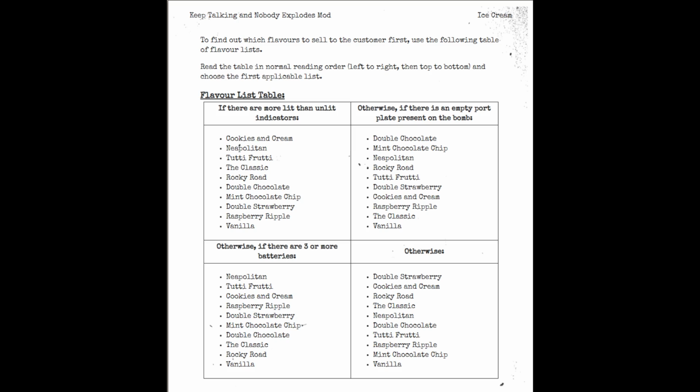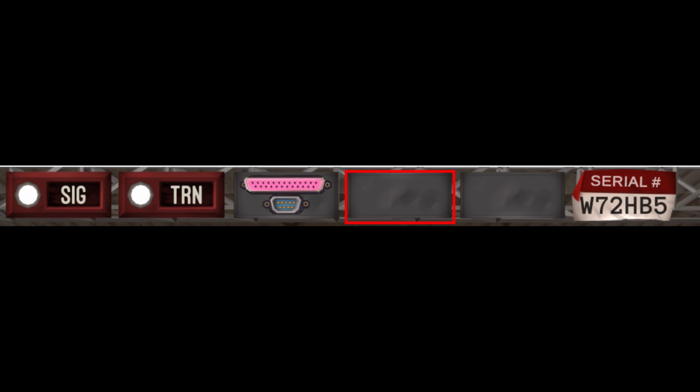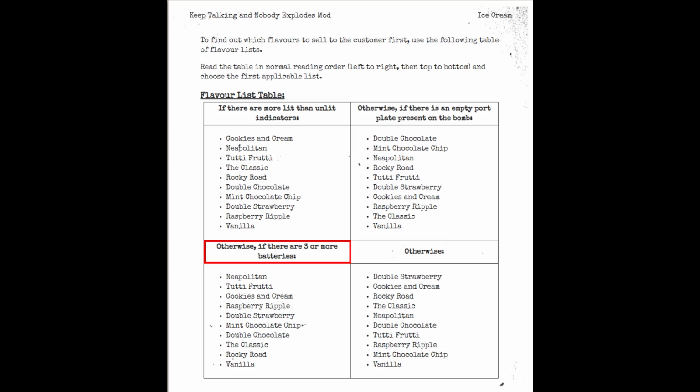First we need to know the list of popular flavors. We are given 4 different lists that depend on edge work. Reading from right to left, top to bottom, the first statement is there are more lit than unlit indicators. That's not true. There is an empty port plate. This isn't true either. Here is what an empty port plate looks like in case anyone was wondering, since I've never covered it before. Moving on, there are 3 or more batteries. This one is true, so we have to use this list.